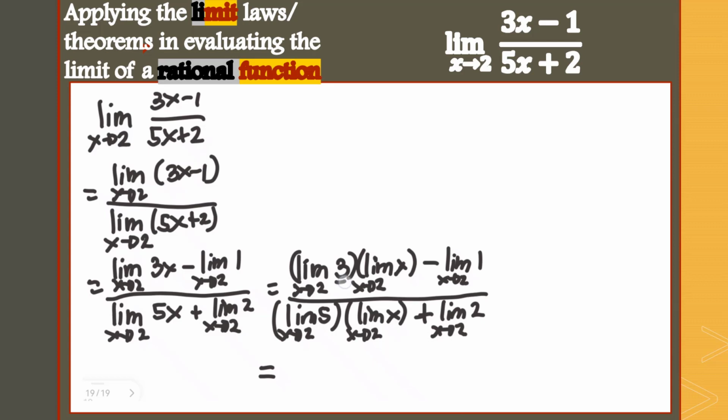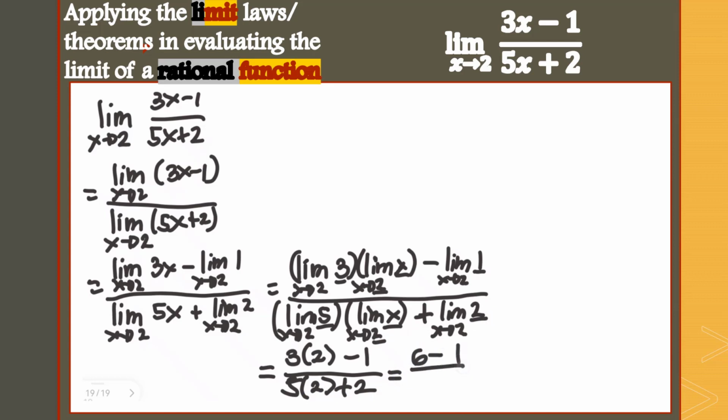The limit of a constant is the constant itself. The limit of the identity is this value times 2. The limit of the constant is the constant itself, so minus 1, over the limit of a constant, which is the constant itself. The limit of the identity is this times 2. The limit of the constant is the constant itself. You have here 6 minus 1 over 10 plus 2. You will have a result of 5/12. This is the value of the limit using the previous limit theorems.